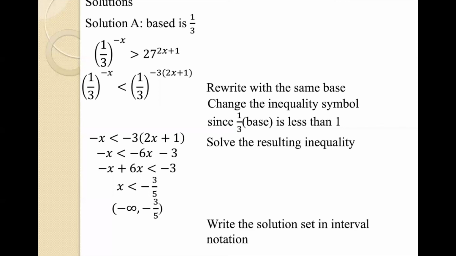Solve the inequality. So you have negative x plus 6x greater than negative 3. Solving for x, we have x is greater than negative 3 over 5. So the solution set is from negative infinity to negative 3 over 5.